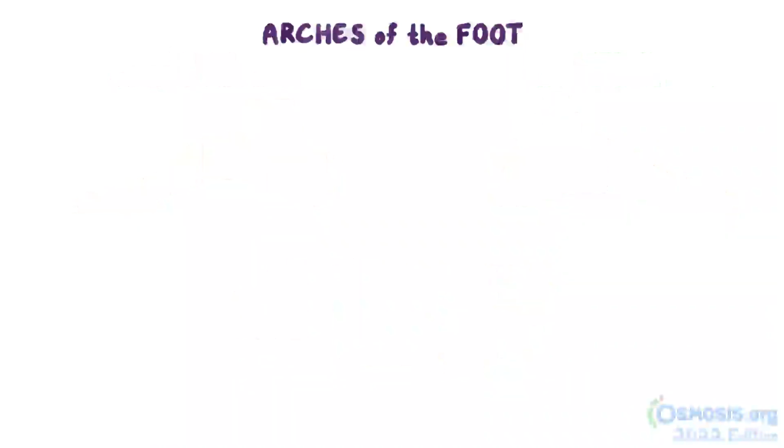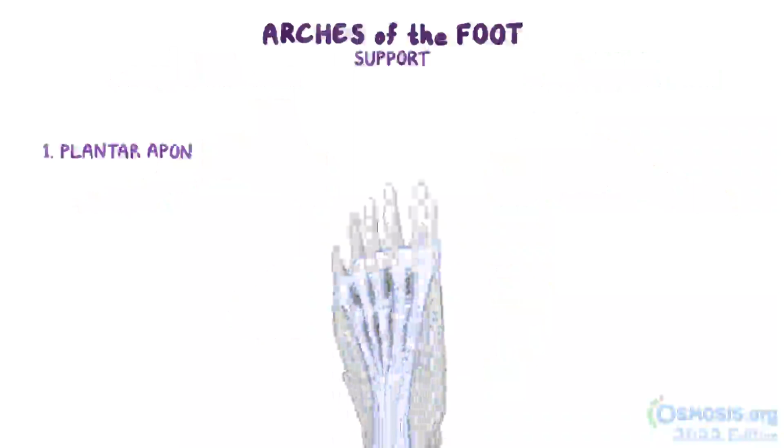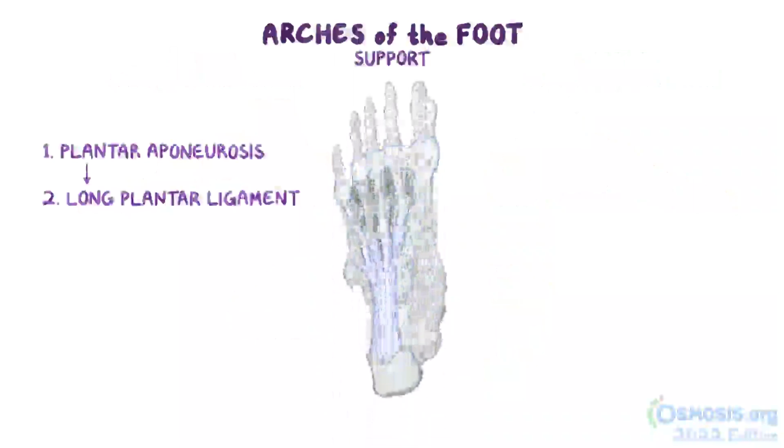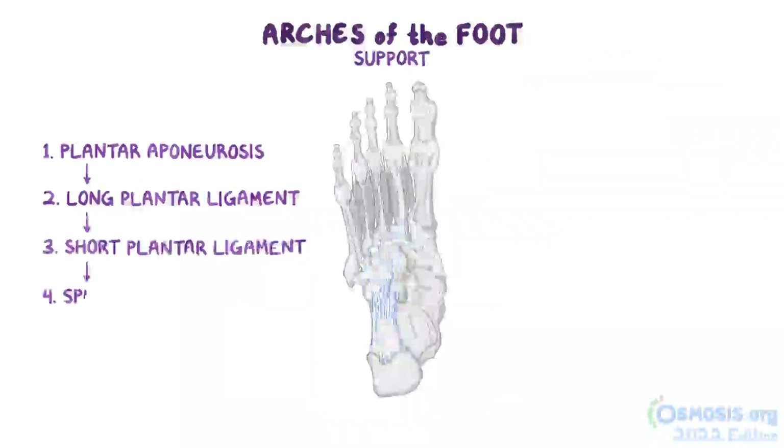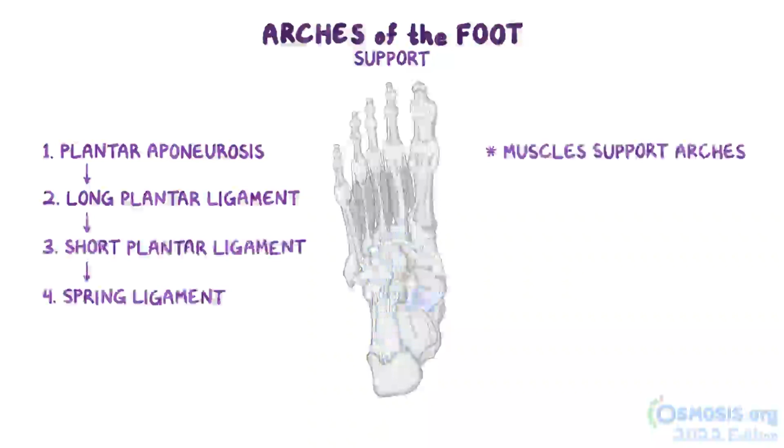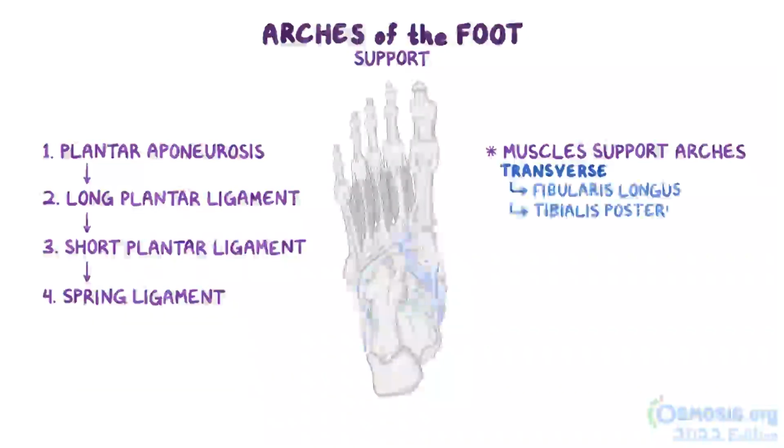Now, the arches are also supported by 4 successive fibrous layers, which, from superficial to deep, include the plantar aponeurosis, the long plantar ligament, the short plantar ligament, and the spring ligament. Muscles also help maintain the curvature of the arches. For example, the transverse arch receives muscular support from the fibularis longus and tibialis posterior, which help maintain its curvature.